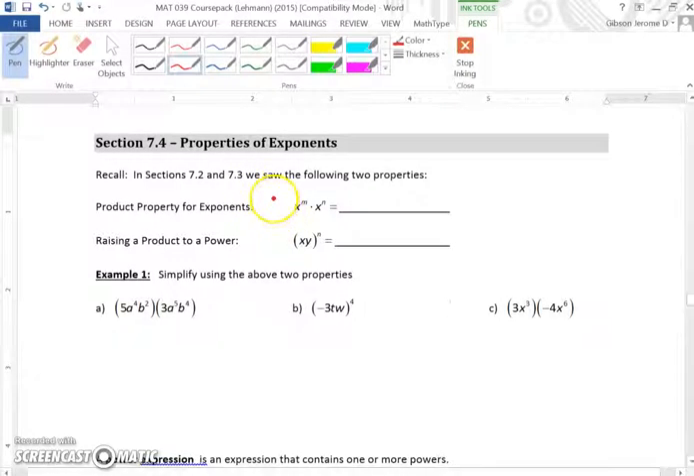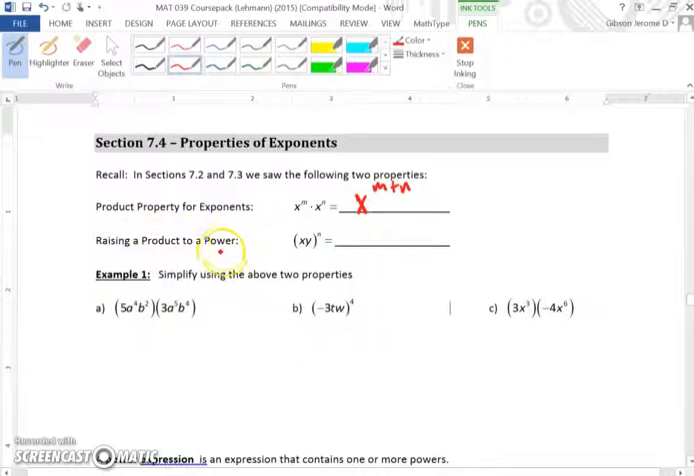Hello class, we're about to start section 7.4, properties of exponents. Recall in sections 7.2 and 7.3 we saw the following two properties. The product property for exponents: we have x to the m times x to the n. They have the same base, so you carry over the base and you add the exponents. So when you multiply with the same base, you carry over the base and add the exponents.